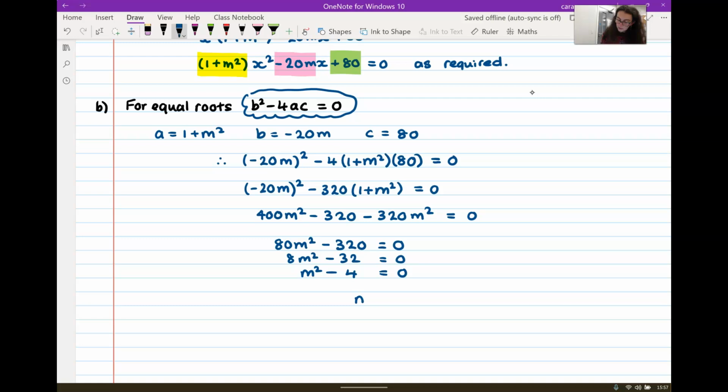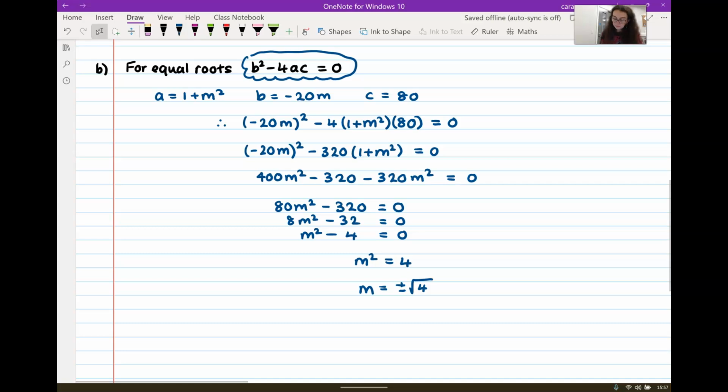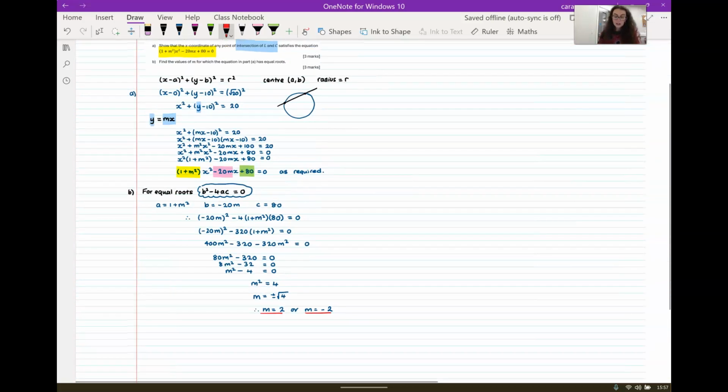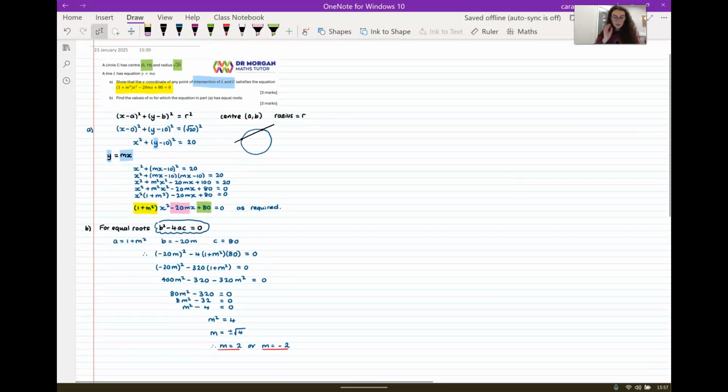I can see that m² must be equal to 4, and then I've got to remember that every time I square root a value, I get 2 answers, usually, and therefore m is equal to 2 or m is equal to −2. So I think they are the values of m that satisfy that. So as you can see, I have answered the question, and I believe I've got all 6 of the marks there. Thank you very much.